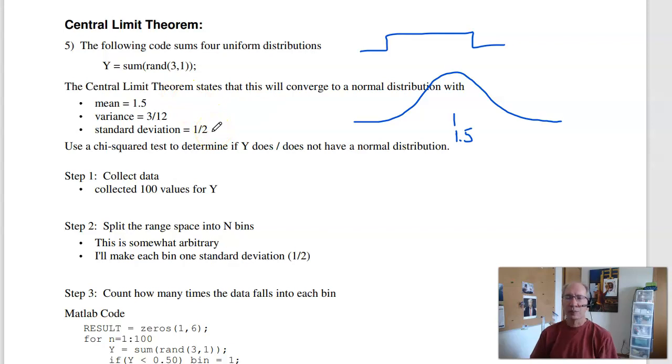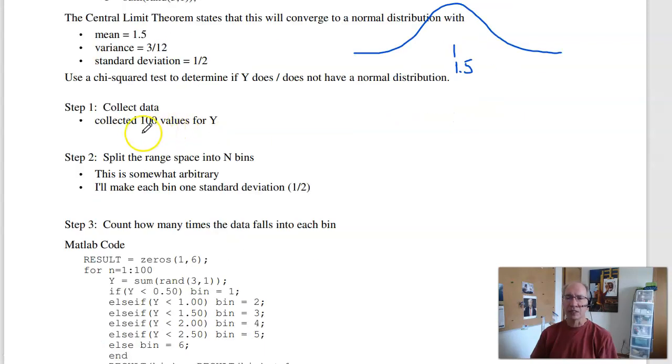Well, the procedure is to first collect some data. I collected 100 values for y. Again, that's kind of arbitrary. I chose 100. I then split the data into n bins. That's also arbitrary, how you split this up. What I did is I chose every standard deviation. So 1.5, 1, 0.5, and 0. Likewise on the plus side. So those are my bins.